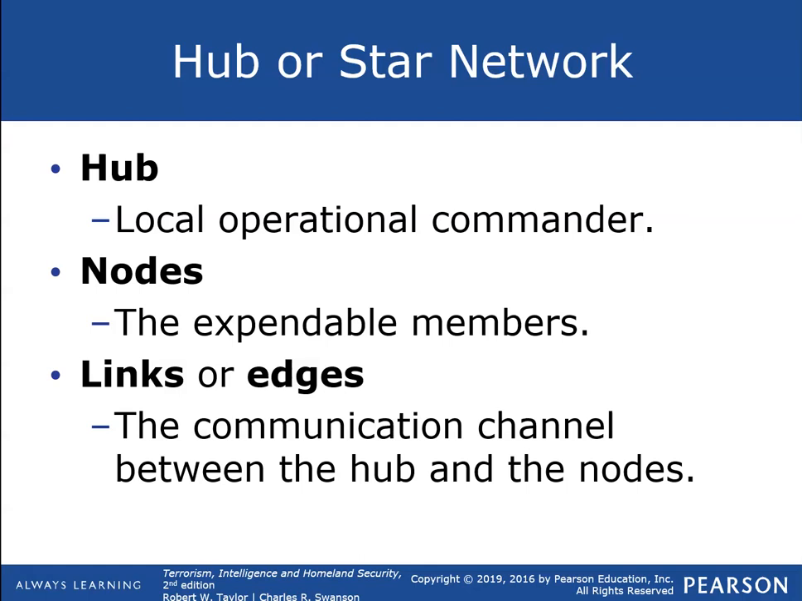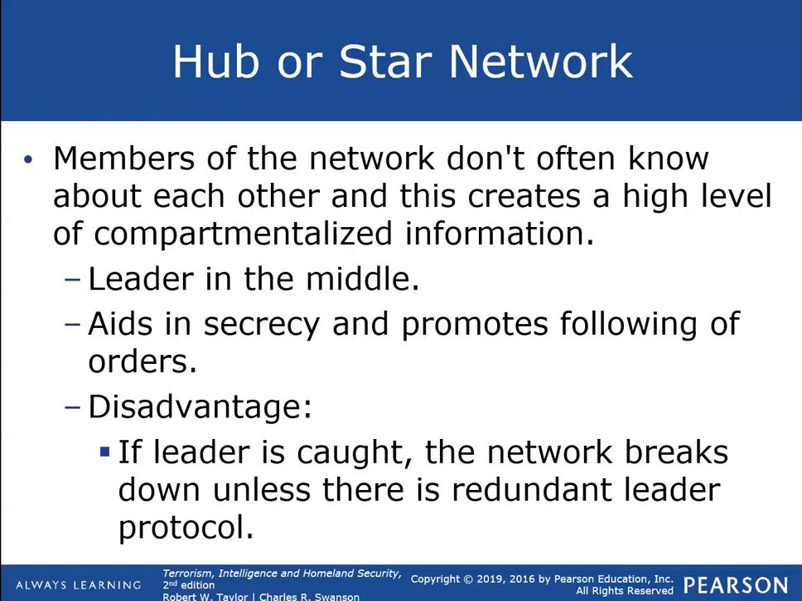So hopefully that makes sense to everybody. Now, members of the network don't often know about each other, and we're still talking about the hub or star network. This creates a high level of compartmentalization, because it keeps all the information protected, because they don't know each other. So again, the leader's in the middle. This type of network aids in secrecy, and it also promotes the following of orders. The disadvantage, though, is if the leader in the middle is caught, then the network can break down unless there's some type of replacement protocol for the person in the middle.